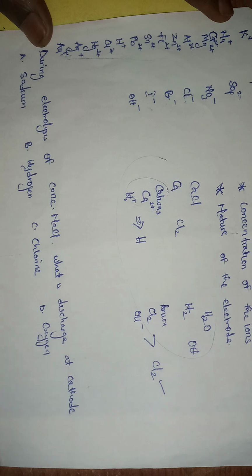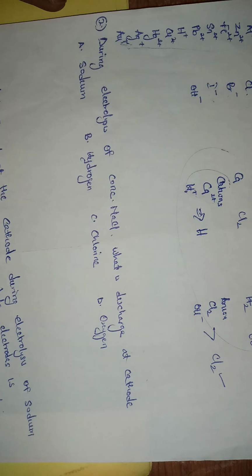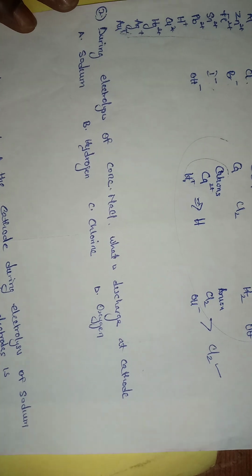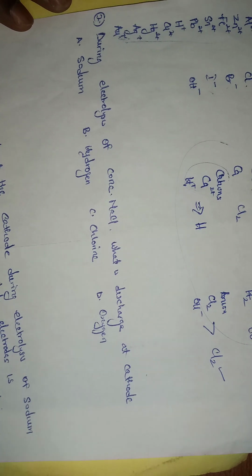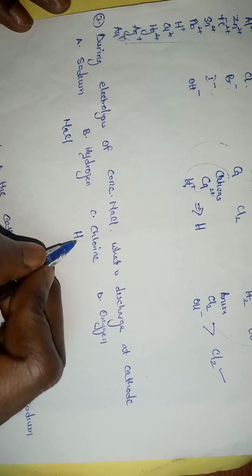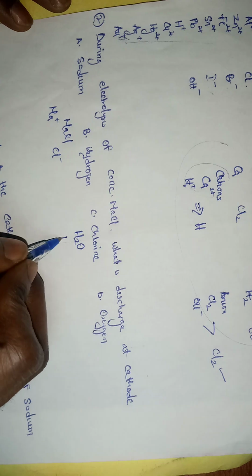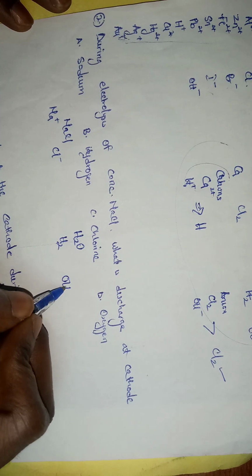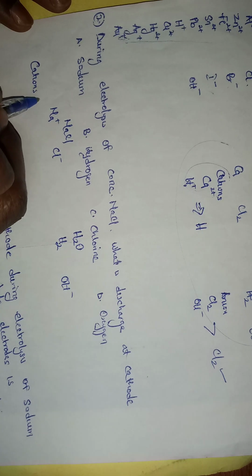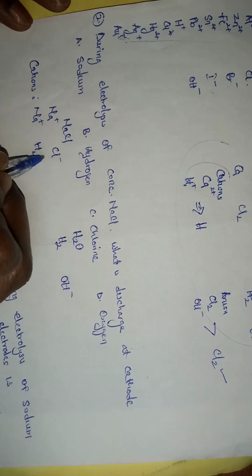For the second part, we also have another question here. They said that during the electrolysis of concentrated sodium chloride, what is discharged at the cathode? So, sodium chloride, we are mixing it with water, H2O: Na+ and Cl-, H+ and OH-. We are going to write the cations. The cations are the sodium and the hydrogen plus.